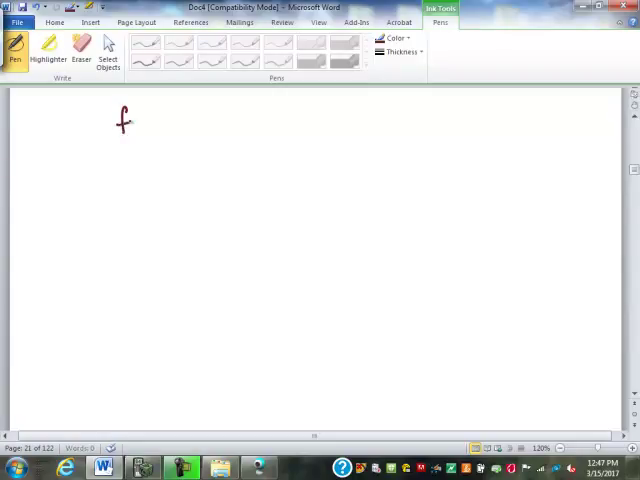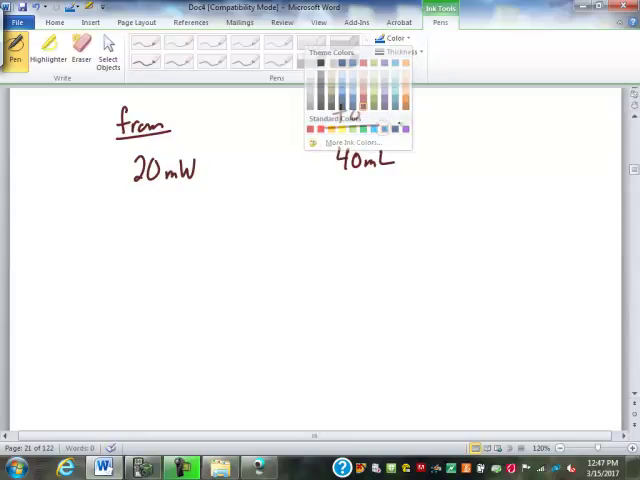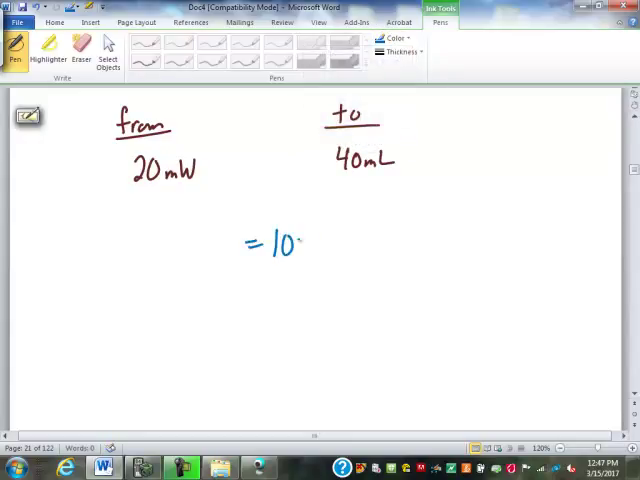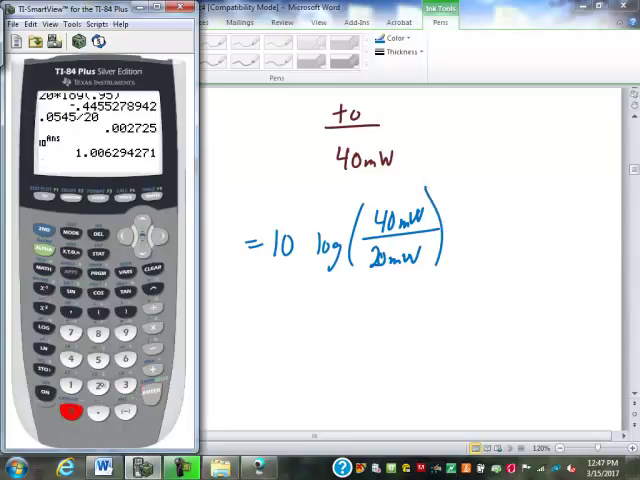Your signal goes from 20 milliwatts to 40 milliwatts. Your dB gain? Why do I put milliliters there? That should be milliwatts. It's been one of those days. So it's the out over the in. It's just going to be 10 times the log of 40 over 20. Should be 3.01.